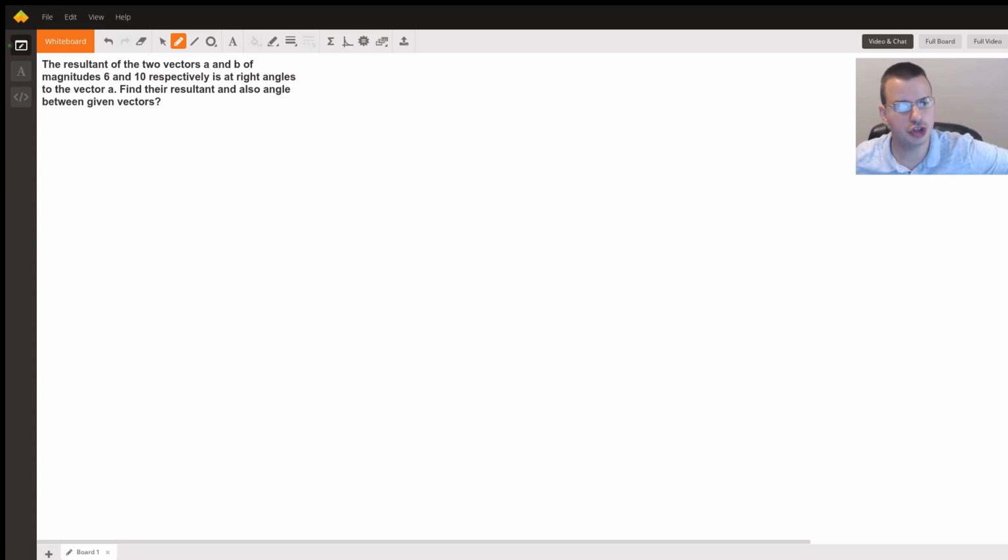The resultant of the two vectors, A and B, of magnitude 6 and 10 respectively, so A is 6, B is 10, is at right angles to vector A. Find the resultant vector and also the angle between the vectors. Okay, we can do this.